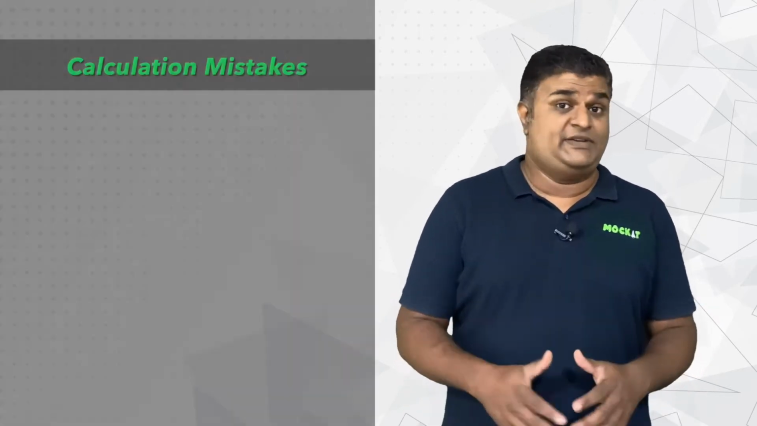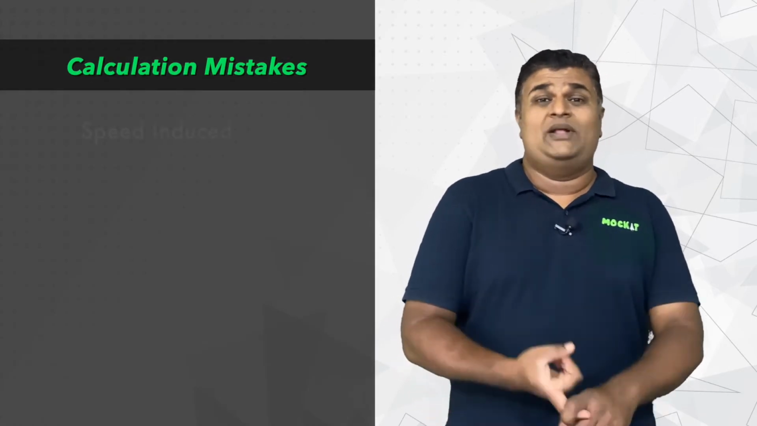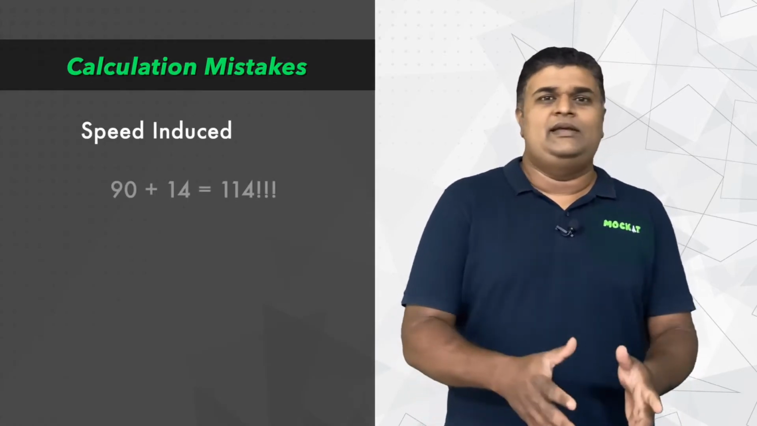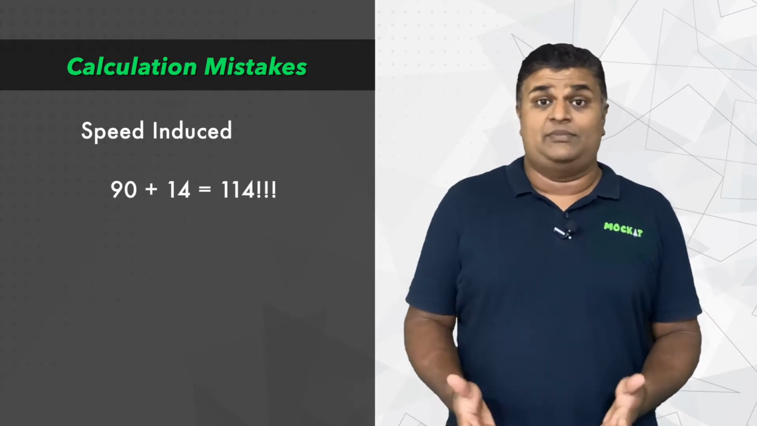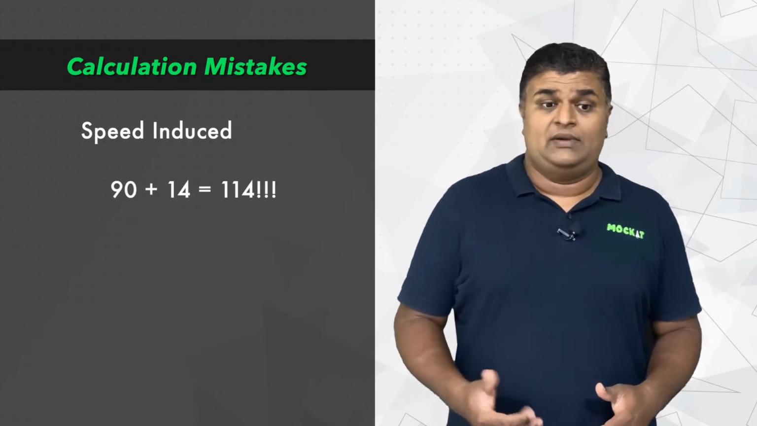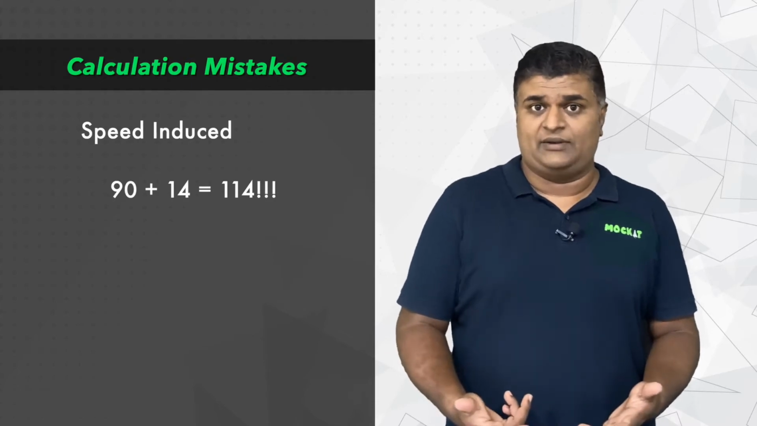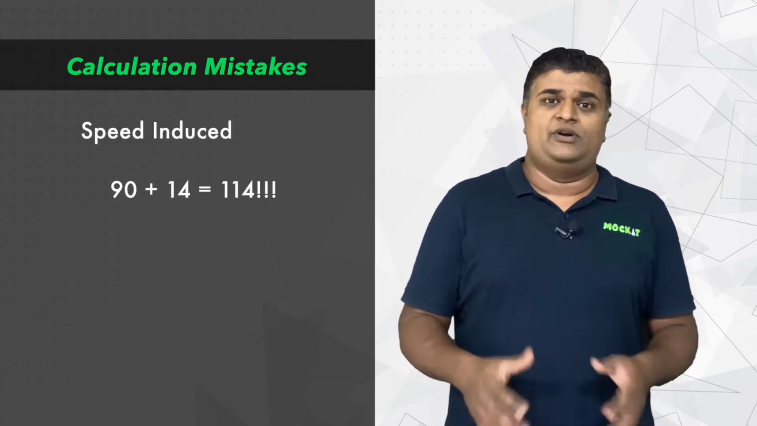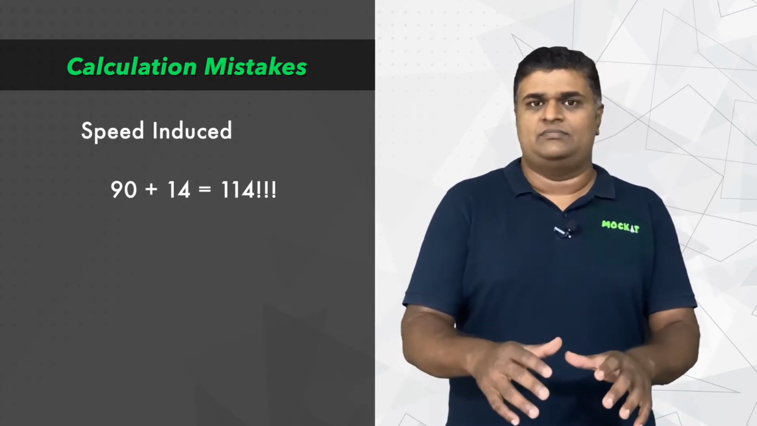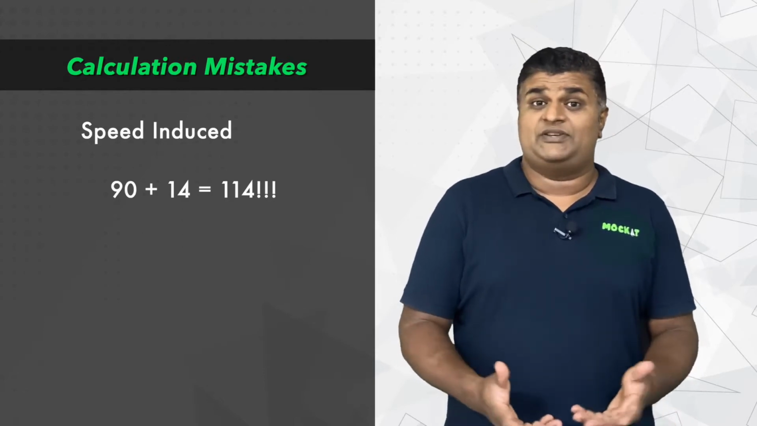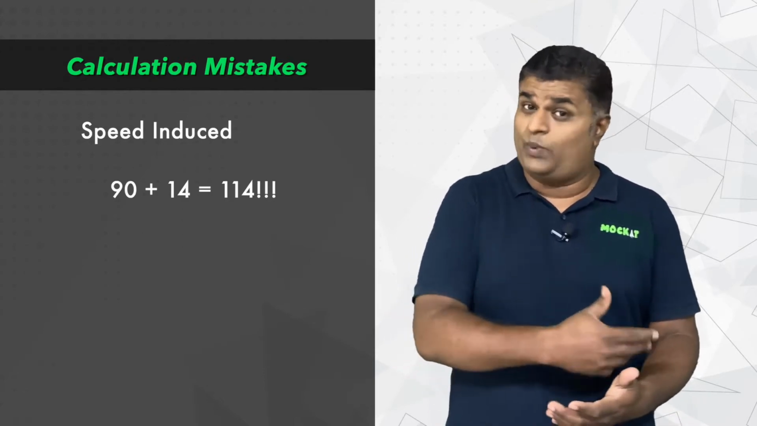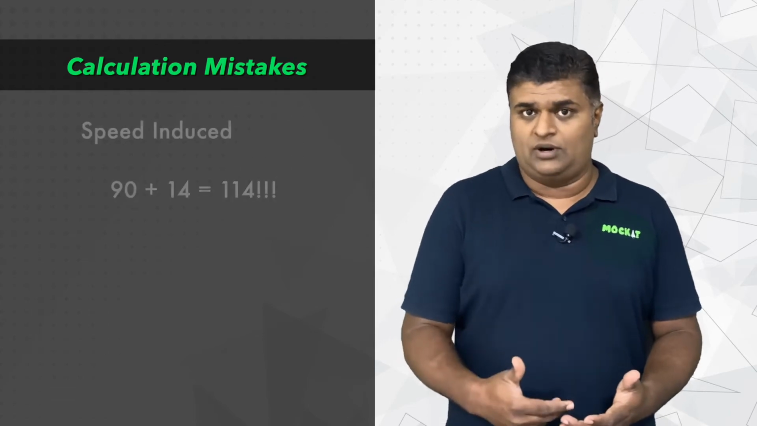Now, calculation mistakes can be of several types, right? One such would be speed-induced. 90 plus 14 equals 114 is something which I wrote on my 12th board exam. And even after completing the paper, I came out and made the same mistake while I was rechecking as well, right? So this could be attributed to lack of focus or attention I was paying to that particular thing, or it could be just stress during the test wherein I wanted to quickly write it down, right? I could have slowed down over there.